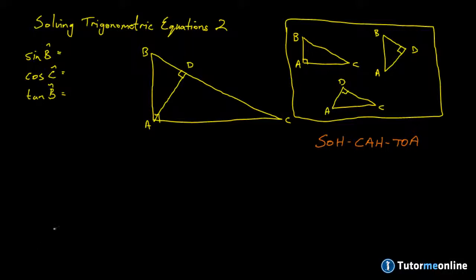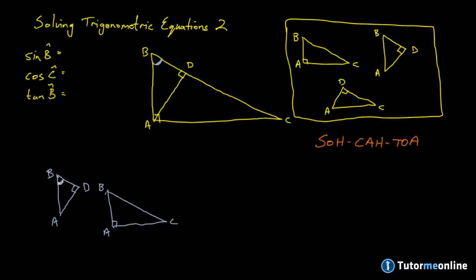Okay, so let's start off by doing the sine of angle B. So let's mark angle B so that we have a reference to that. First we need to identify which triangles are applicable. In this case, angle B is within the triangle ABD, and within the larger triangle ABC.